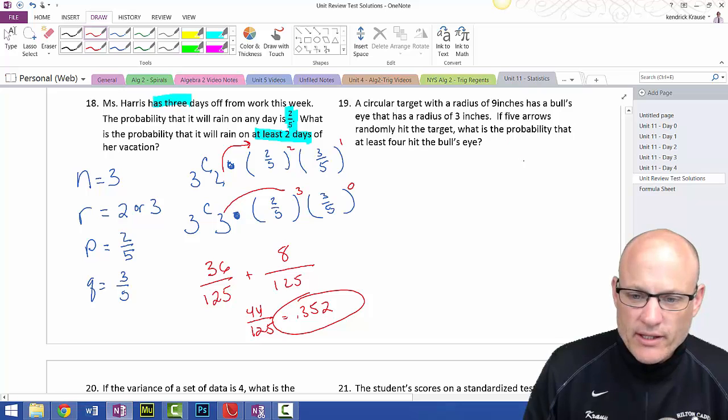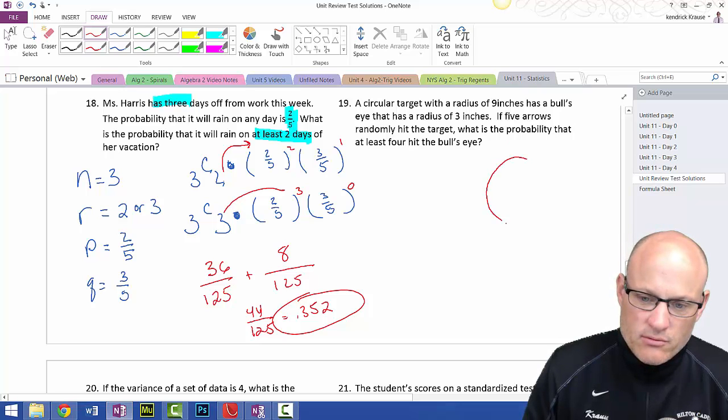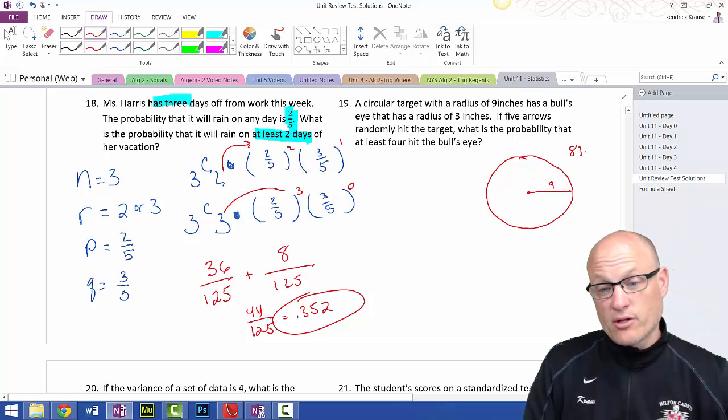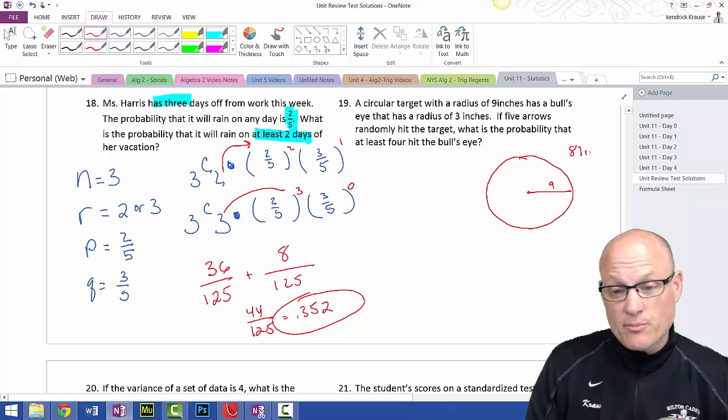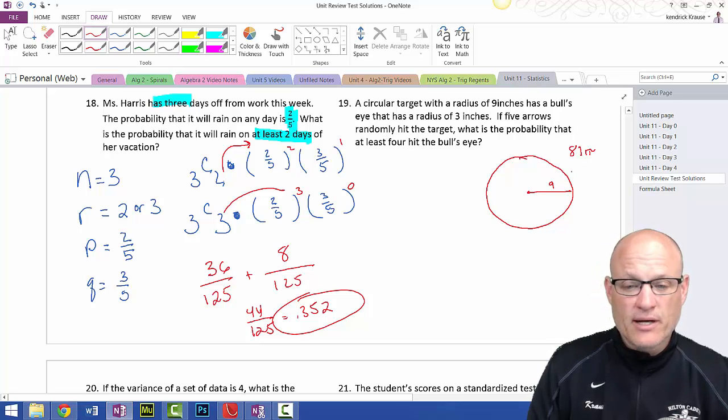Alright, so what we got here is a target this big. It's got a radius of 9. So the area of this is, remember what I told you, you're going to be doing areas almost all the time. The area is pi r squared. R squared would be 81, so 81 pi.